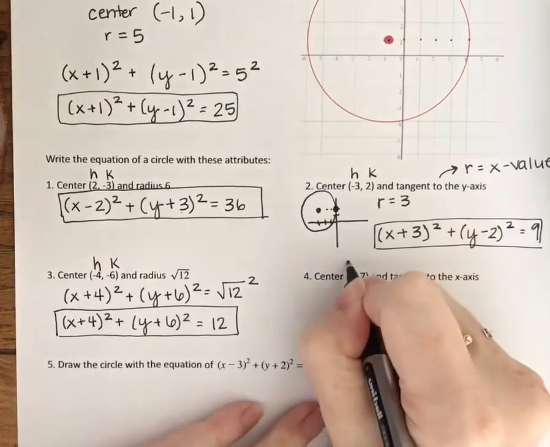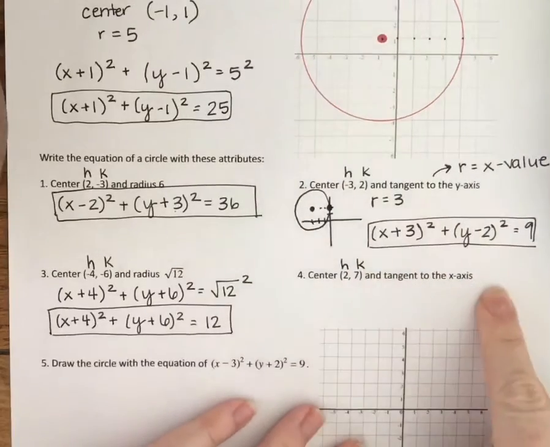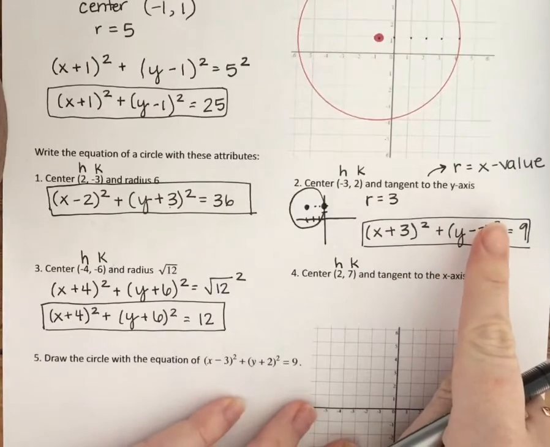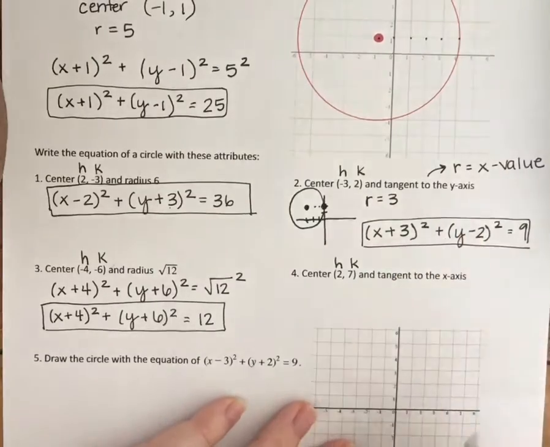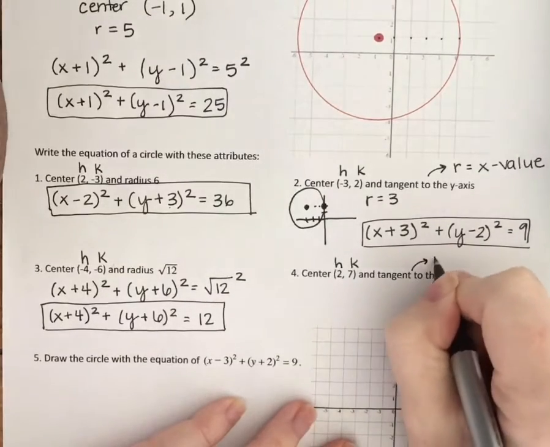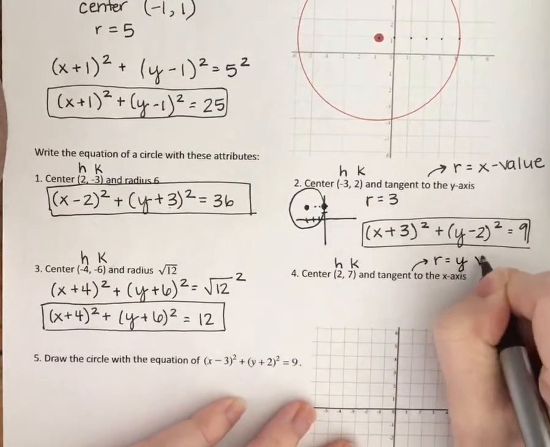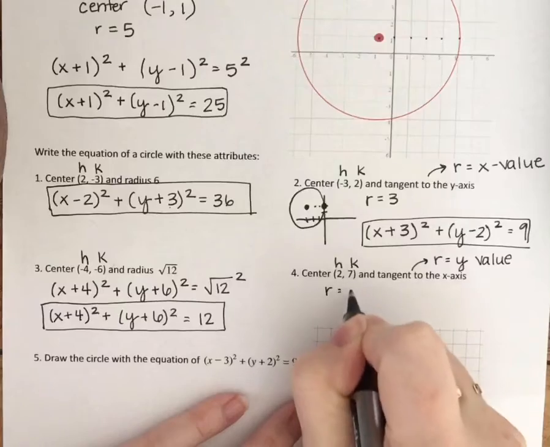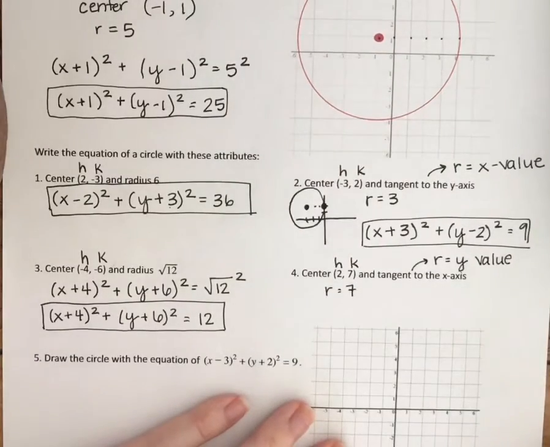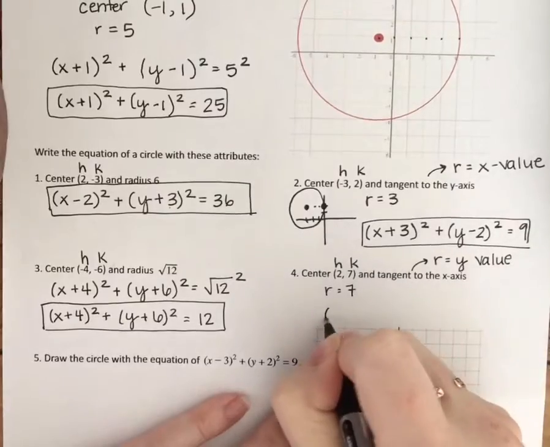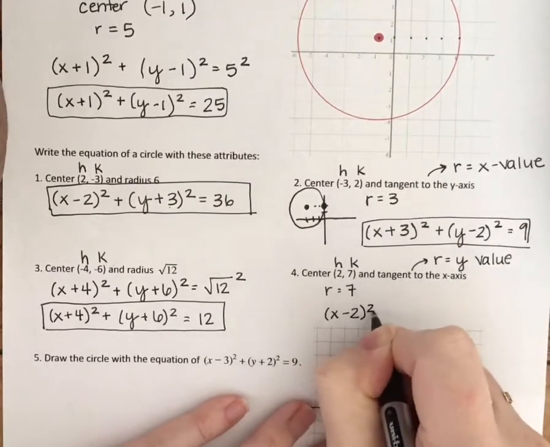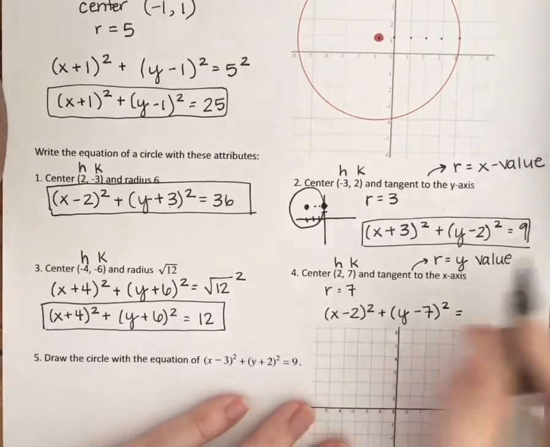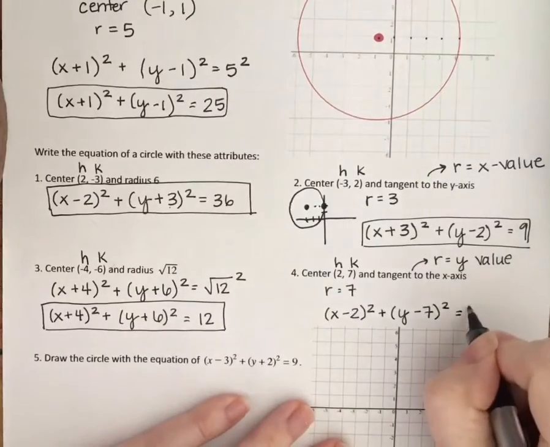Okay, number 4 says that the center is 2, 7, and it's tangent to the x-axis. Okay, so just like the one above it, if it's tangent to the y-axis, we're going to use the x value for the radius. If it's tangent to the x-axis, we're going to use, you guessed it, the y value for the radius. Okay, so here's my center. My radius I'm going to use as 7 because that's the y value of the center. All right, so plug everything in. X minus 2 squared plus y minus 7 squared equals radius squared, 7 squared, equals 49.